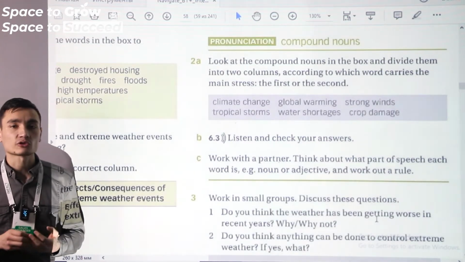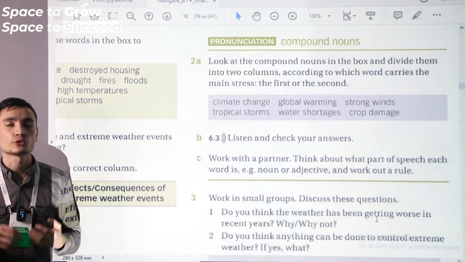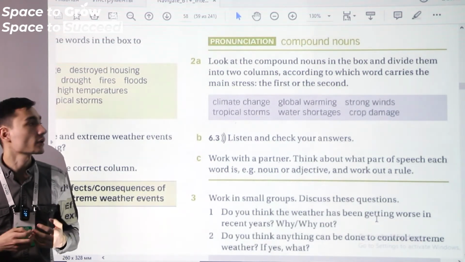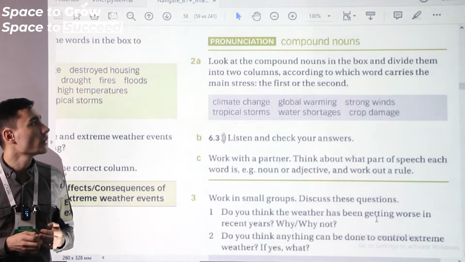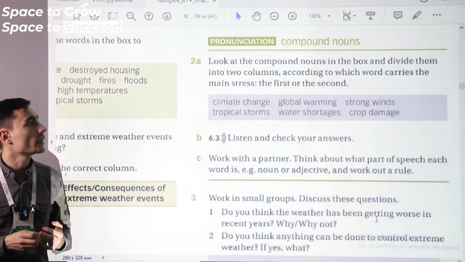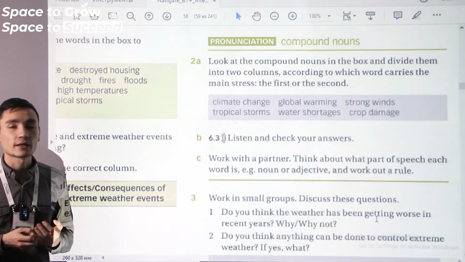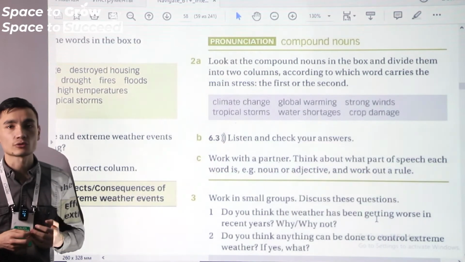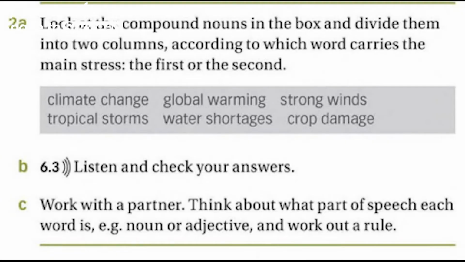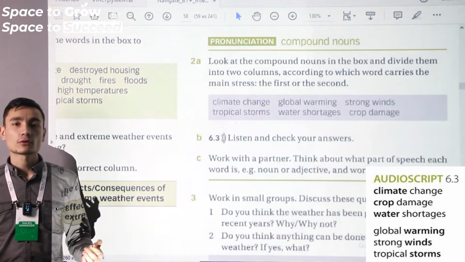Pronunciation, compound nouns. Now we learn how to pronounce, how to speak well when we are using compound nouns. Exercise 2A, look at the compound nouns in the box and divide them into two columns, according to which word carries the main stress, the first or the second. Pause the video, do this exercise on your own. And now let's look at the answers.